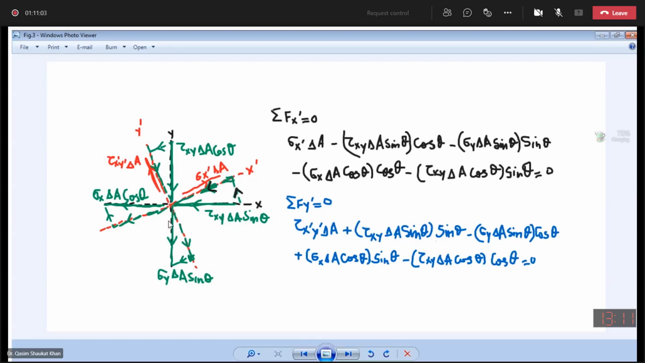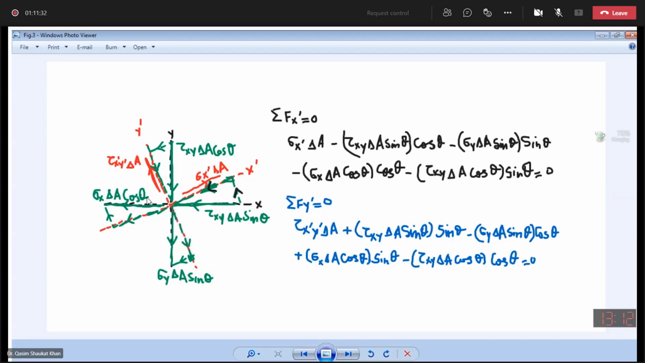Then we have sigma y delta a sin theta. Its component about the y dash axis is this one. So this component is sigma y delta a sin theta into cos theta, and it is pointing towards the negative y dash axis, means it's pointing downwards. So this will be minus sigma y delta a sin theta into cos theta.